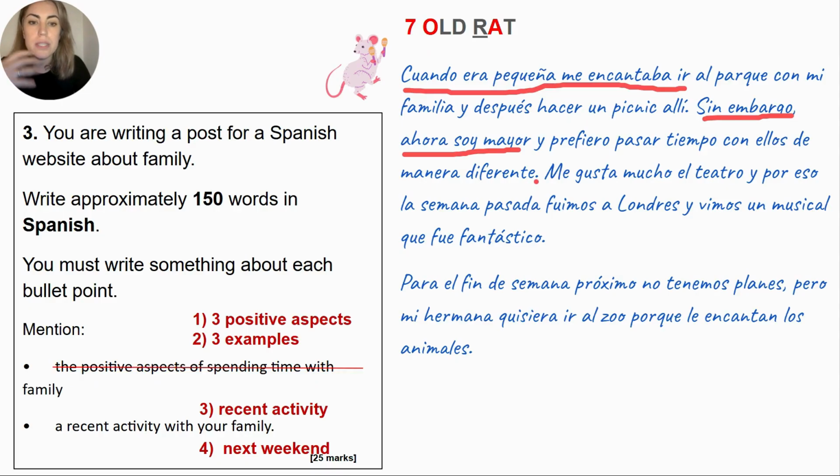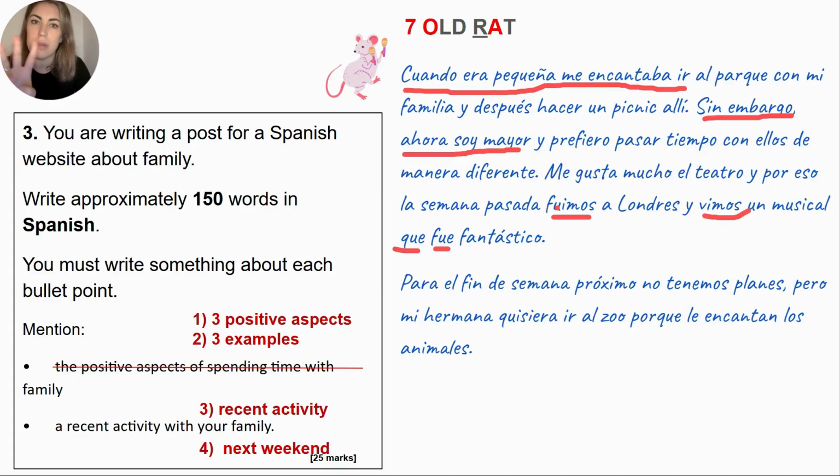Okay, so it's a long introduction, but shows that complexity that we need at this level. Now, what did you do recently? Because that's the point. Me gusta mucho el teatro. I really like theater. Y por eso la semana pasada fuimos a Londres y vimos un musical que fue fantástico. A ver, let's unpick this. So, I really like theater, and for that reason, last week we went to London and we saw a musical which was fantastic. Okay, so there's a variety of the past tense.